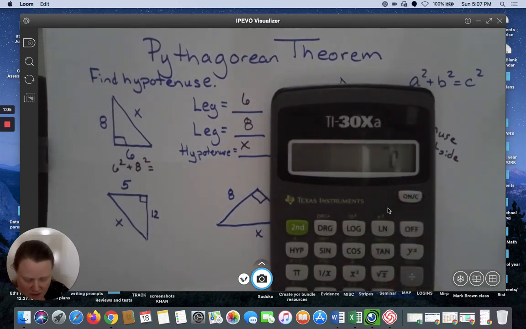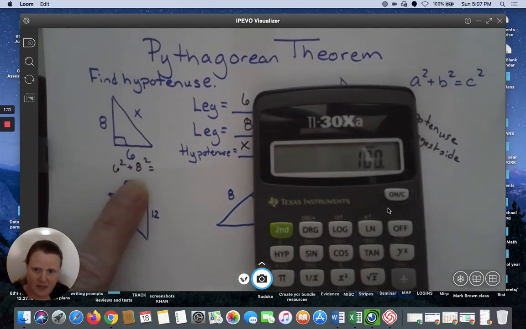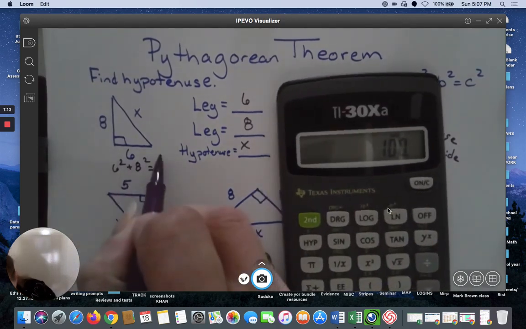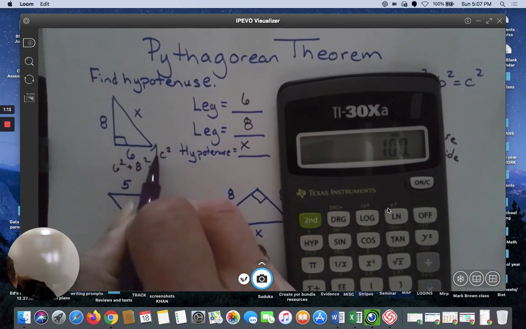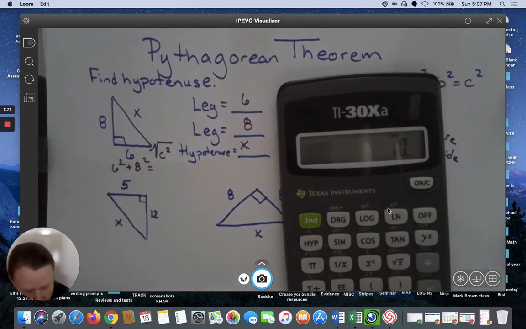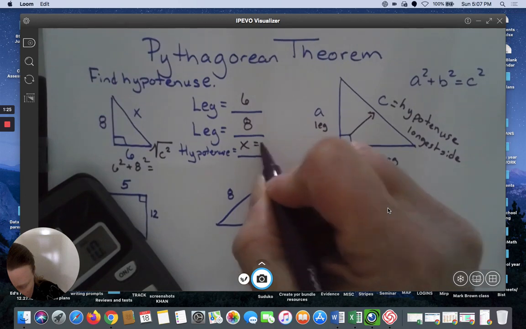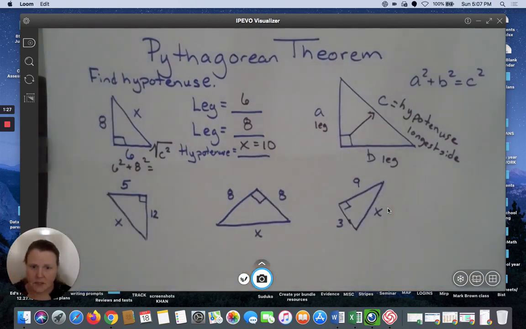You would find out that 6 squared is 36 plus 8 squared, which is 64, and you get 100. And then to get rid of the c squared, you take the square root, because the square root will cancel out the second power. So if I take the square root of 100, I get an answer of 10. And so x equals 10.